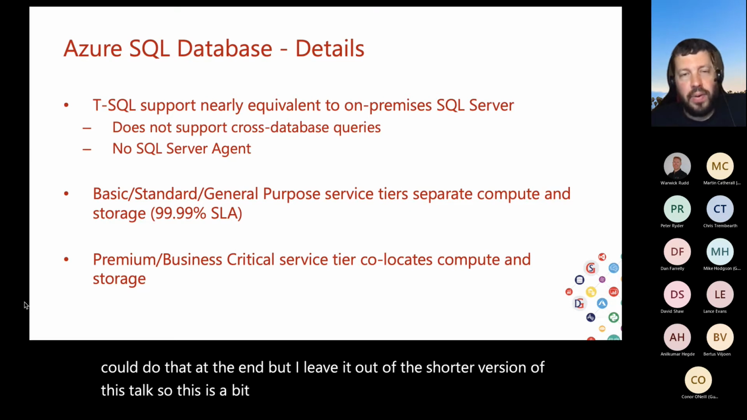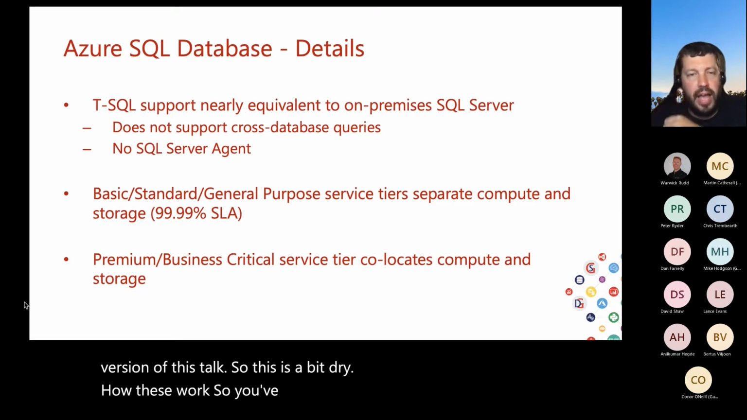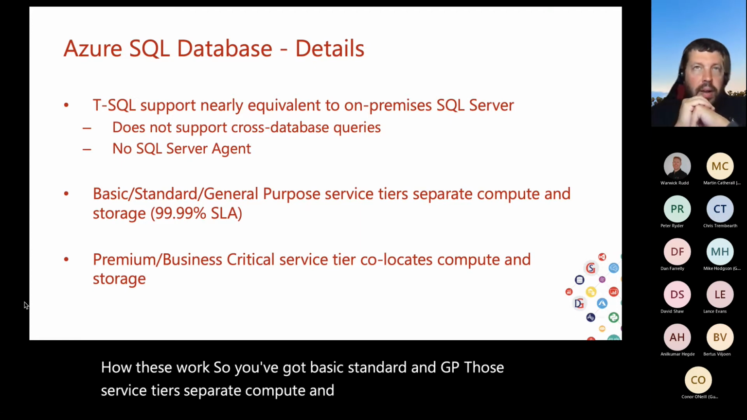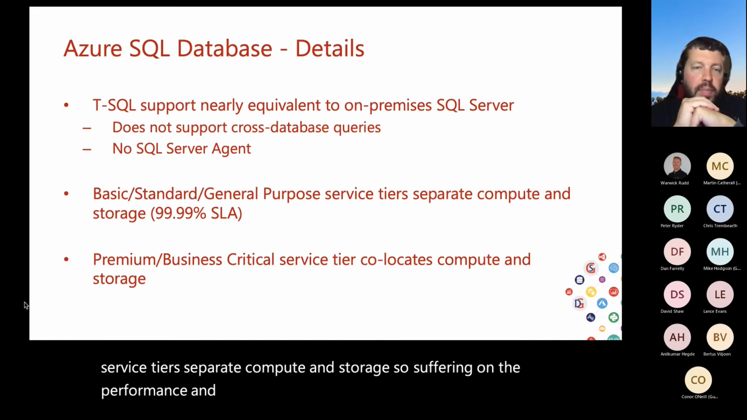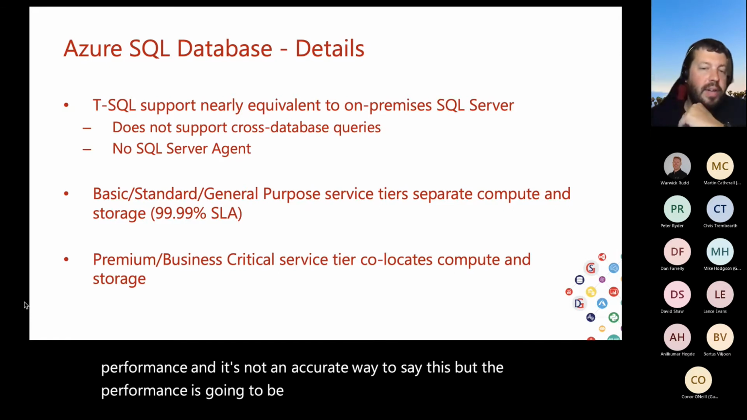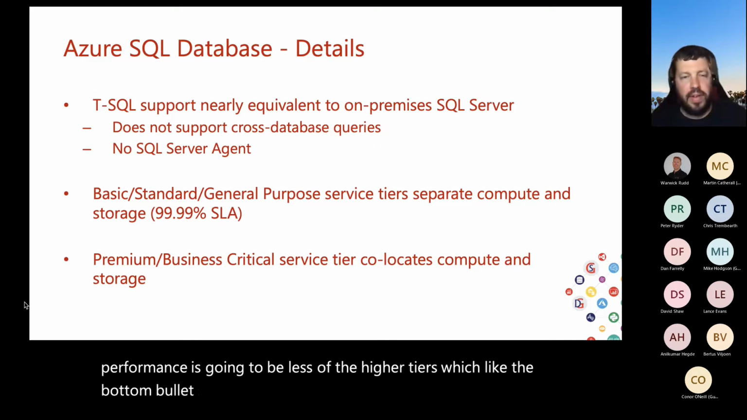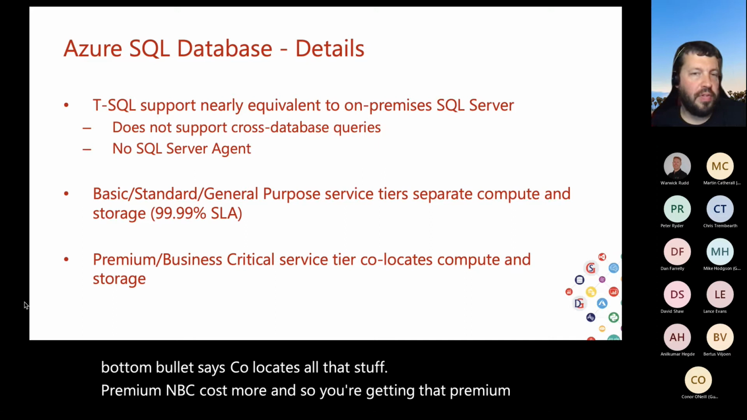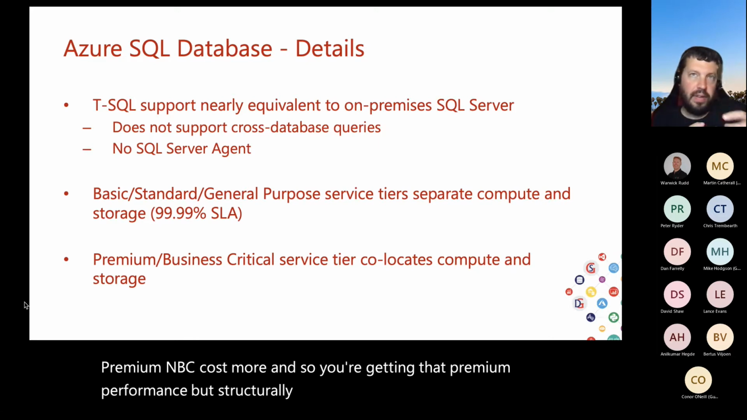So how do these work? You've got Basic, Standard, and General Purpose. Those service tiers separate compute and storage. Suffering on the performance end is not an accurate way to say this, but the performance is going to be less than the higher tiers, which, like the bottom bullet says, co-locate all that stuff. Premium and Business Critical cost more, and so you're getting that premium performance, but structurally these look a little different.